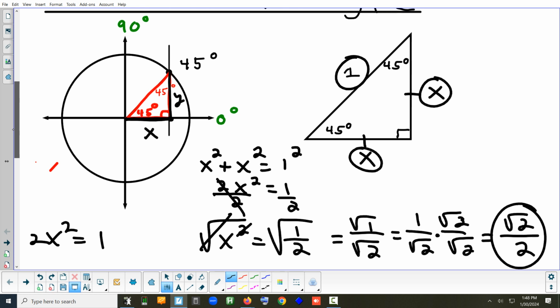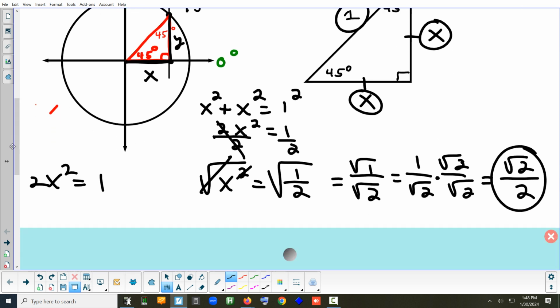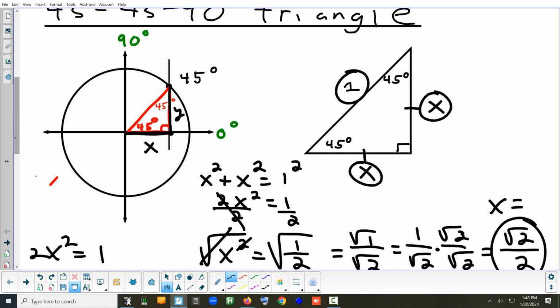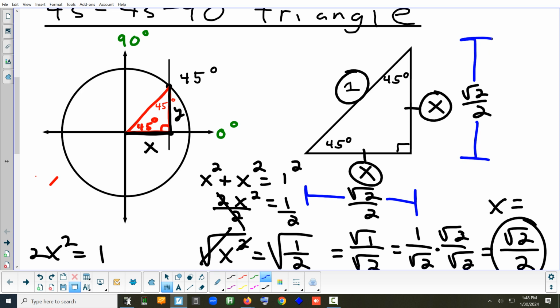All right, so now that's what x equals. It's the square root of 2 over 2. So this side is square root of 2 over 2 from here to here. And this side is square root of 2 over 2 from here to there. So now we know the length of the bottom and we know the height. So let's write the coordinate.